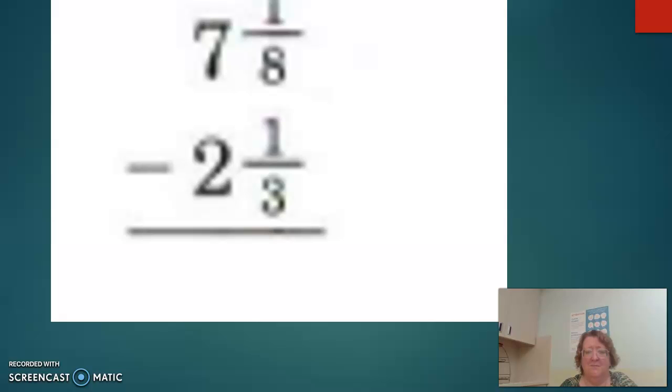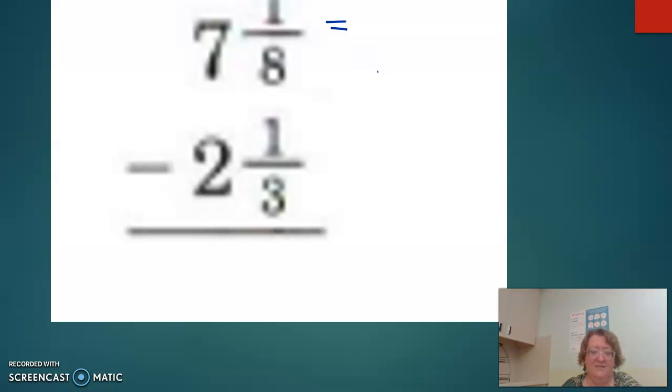7 1/8 minus 2 1/3. And if I could have Aiden come to the board and work on this problem while you work on it at your desk. All right, so let's look at this problem, and hopefully this is what he had on the board, and I don't know if I'm writing over top of what he had, but we are doing the least common denominator. So if we count the 8s, we have 8, 16, 24.